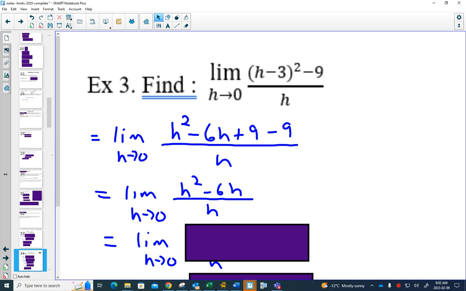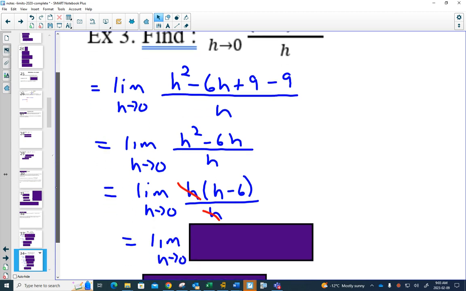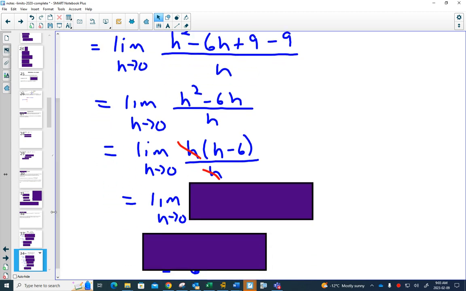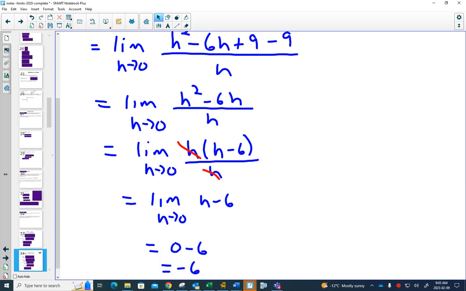My goal is to get rid of the non-permissible value. So I would need to cancel out an h. So at this point, I could factor that h out. Some people just simplify it directly, but once that h is factored out, we successfully can simplify that, leaving me with just h minus 6. And when I have just h minus 6, now I can evaluate. I could plug in 0. 0 minus 6 is negative 6. And we've evaluated the limit.